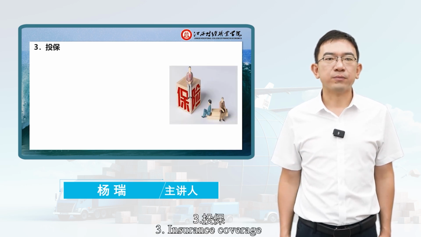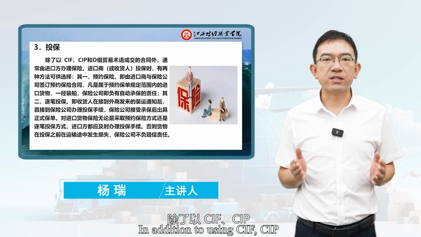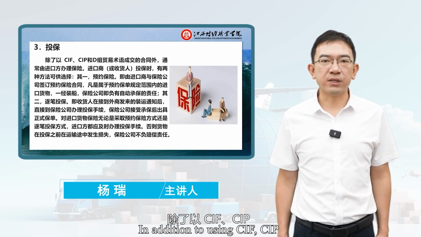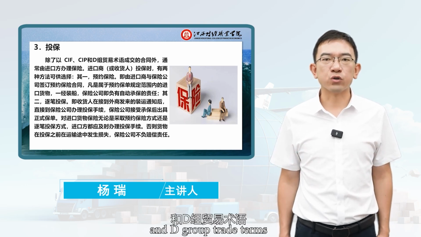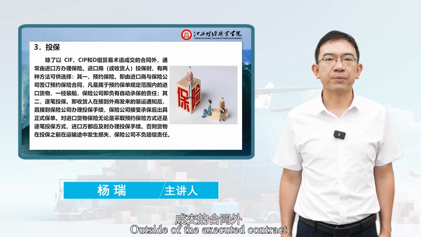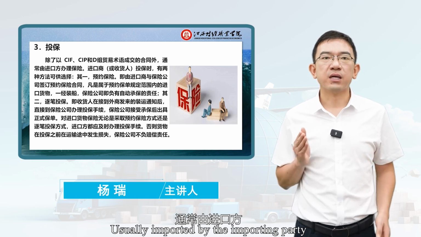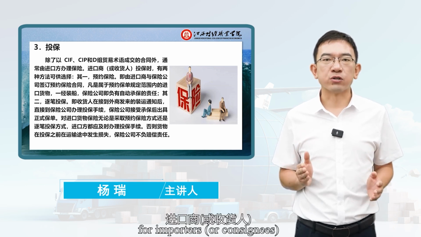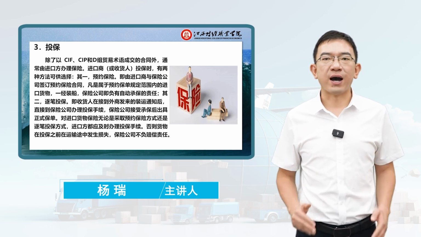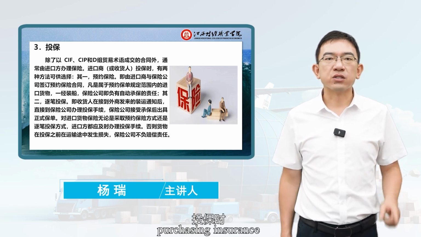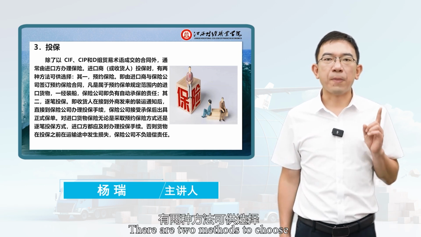3. Insurance coverage. In addition to using CIF, CIP, and D group trade terms, outside of the executed contract, insurance is usually purchased by the importing party. Importers or consignees apply for insurance. Purchasing insurance. There are two methods to choose.